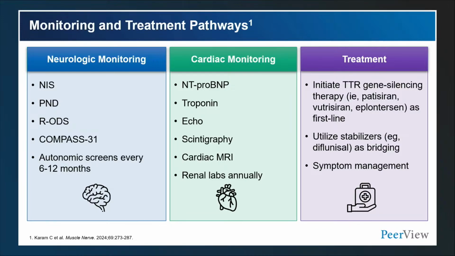And then for treatment, you want to initiate your gene silencing therapy as first line. Often patients, if they have only cardiac involvement, may come on only a stabilizer, so it's helpful to assess whether they need a silencer. And then, as Dr. Karam said, symptom management.